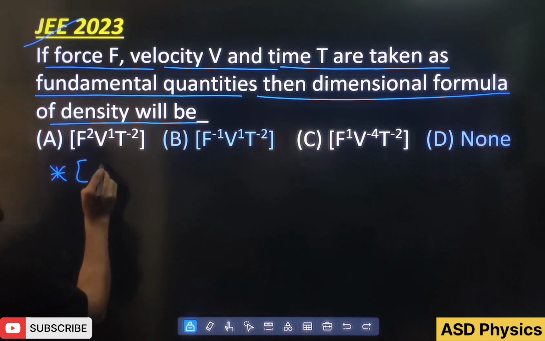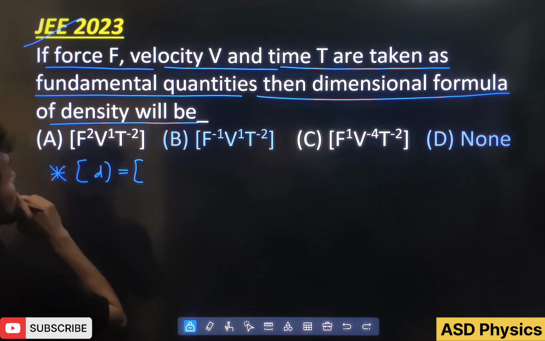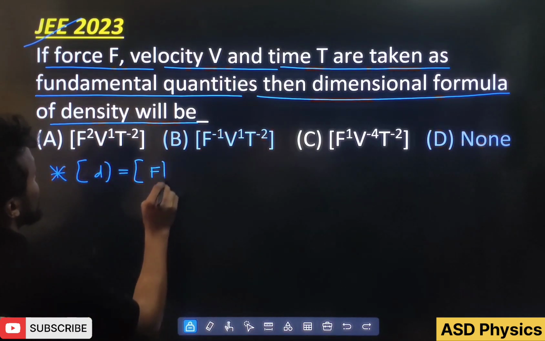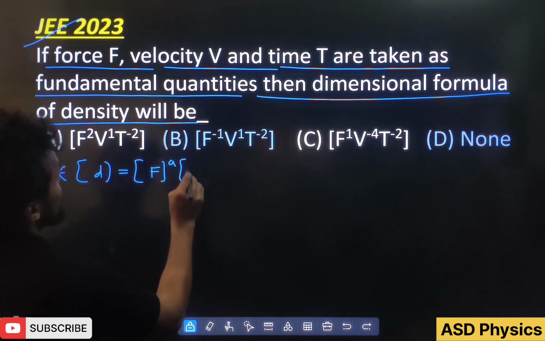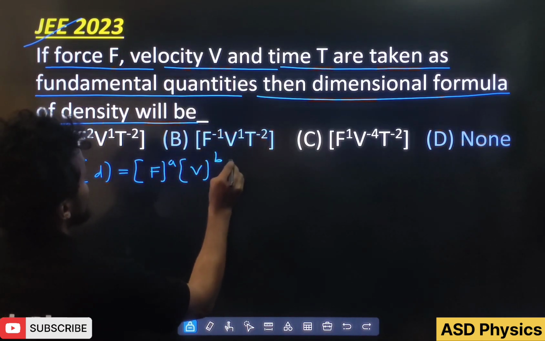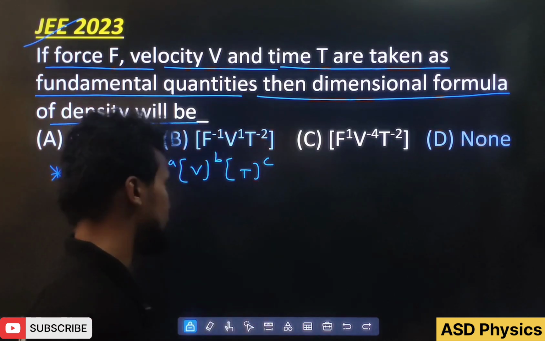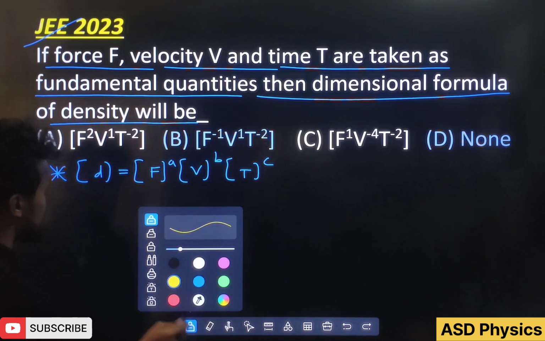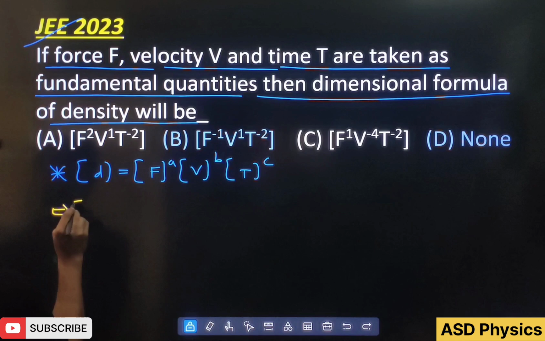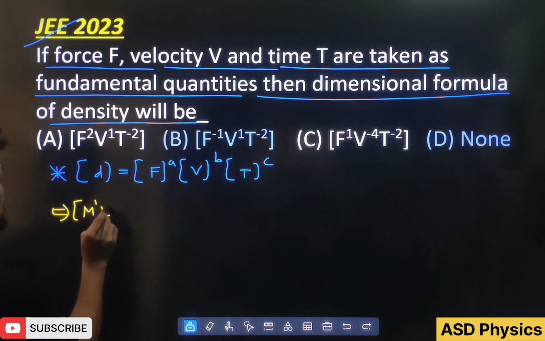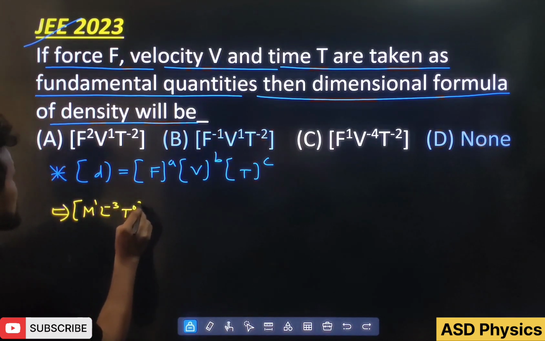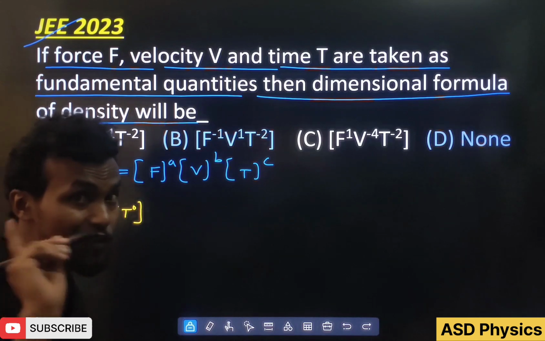But anyhow, see, the density means D is a force, that means we can write F power A. Next, velocity, V power B, and time means T power C. Correct? Yes. Even you can do it by option checking also, but first I am teaching you the basics. Density is M power 1, L power minus 3, T power 0, because density equals mass by volume.